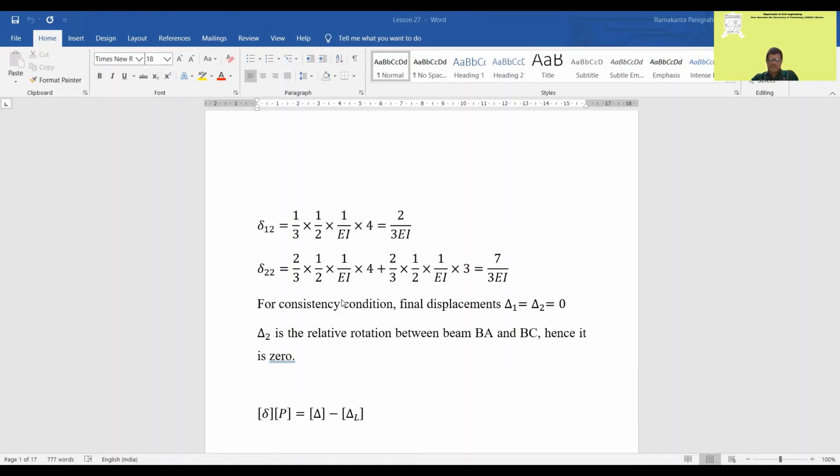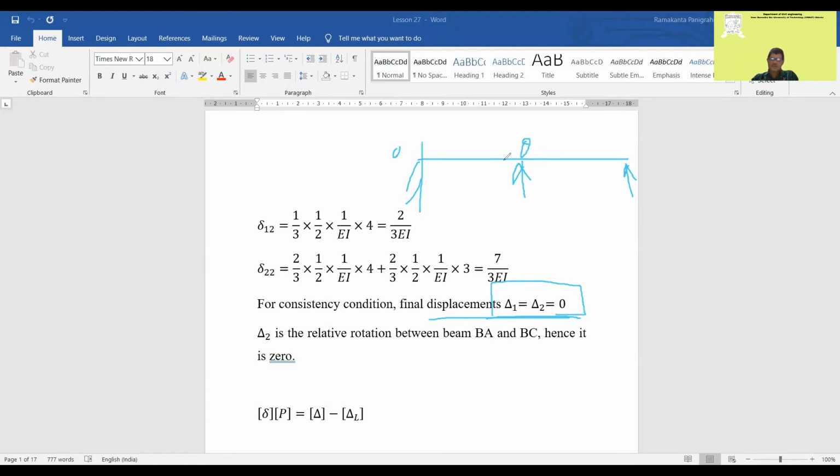Now for the consistency condition, the final displacement will be 0, because at the fixed end, you know this slope is equal to 0. Here, at point B, theta is also 0 because it is continuous. So here theta is 0, here also theta will be 0. That is why the imposed displacement delta 1, delta 2 is equal to 0.